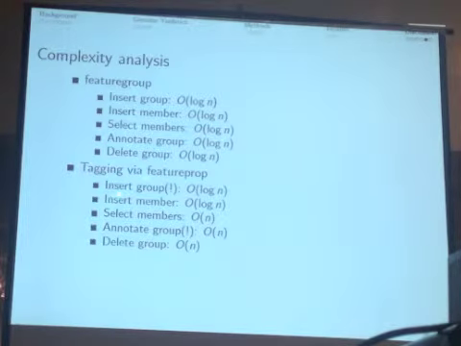But if you approach this as tagging via feature prop, then inserting a group, first of all, this exclamation mark means that you're introducing denormalization in the database. So you're replicating this data multiple times when it should actually be coalesced and represented as a single row in the database. So that's log n. That's not horrible. And selecting a member is the same.